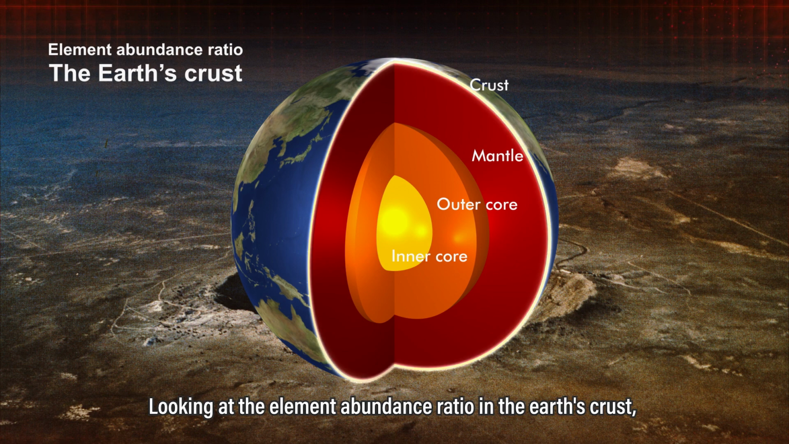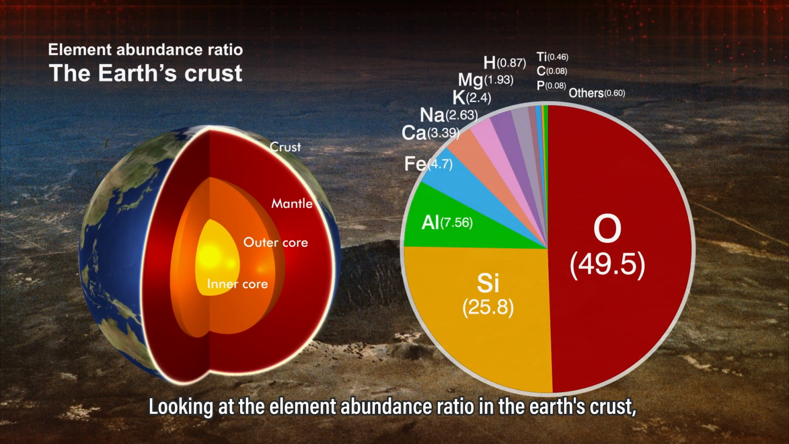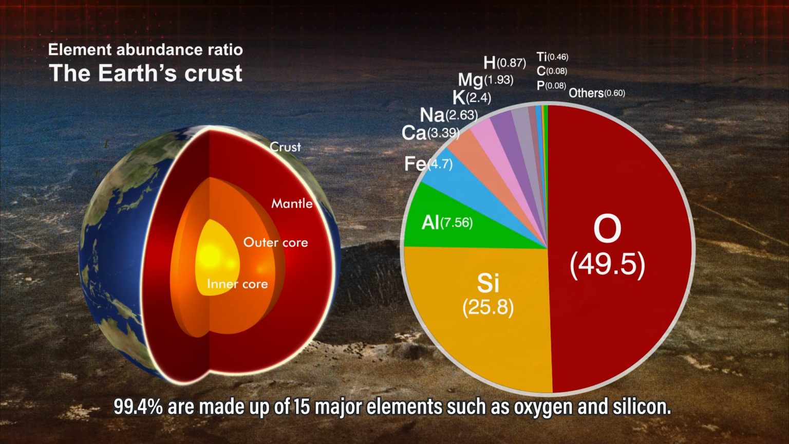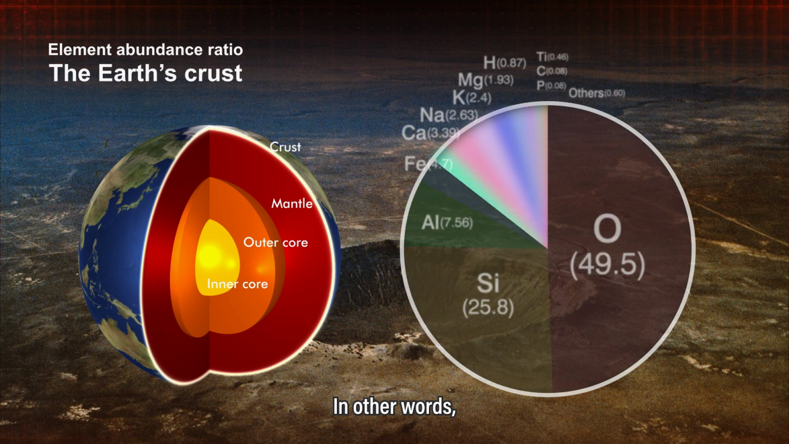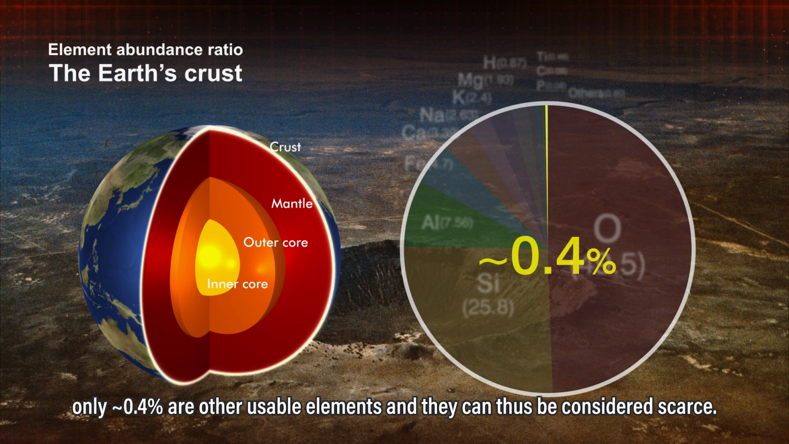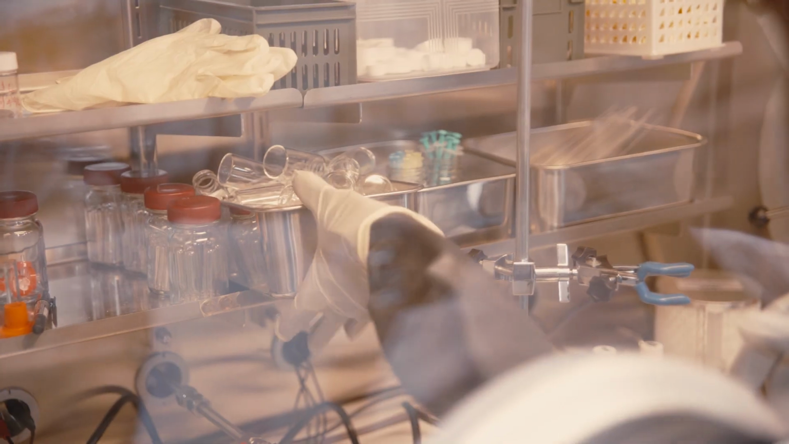Looking at the element abundance ratio in the Earth's crust, 99.4% are made up of 15 major elements, such as oxygen and silicon. In other words, only approximately 0.4% are other usable elements, and they can thus be considered scarce.